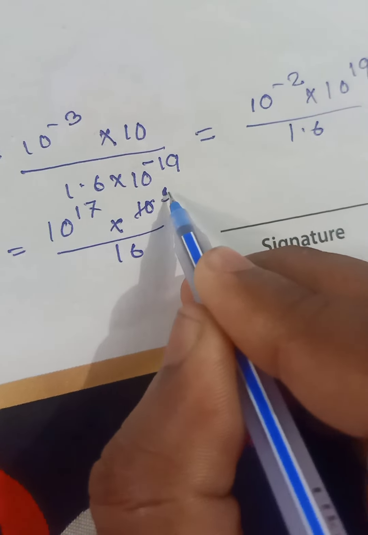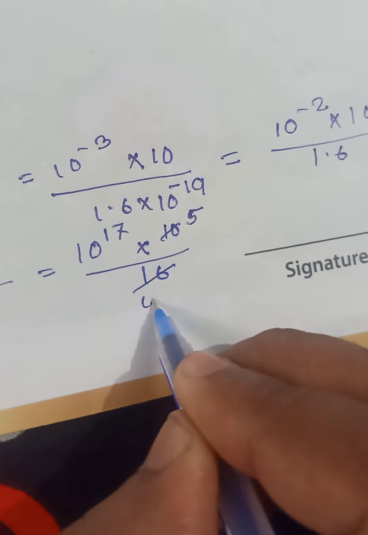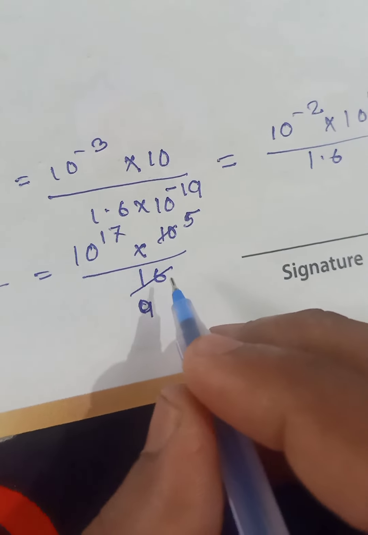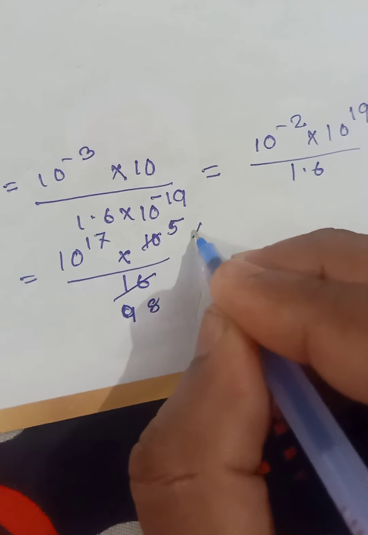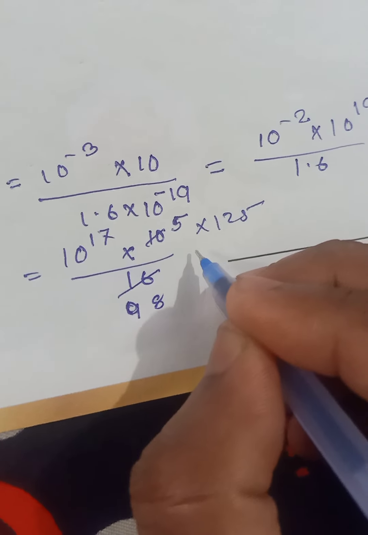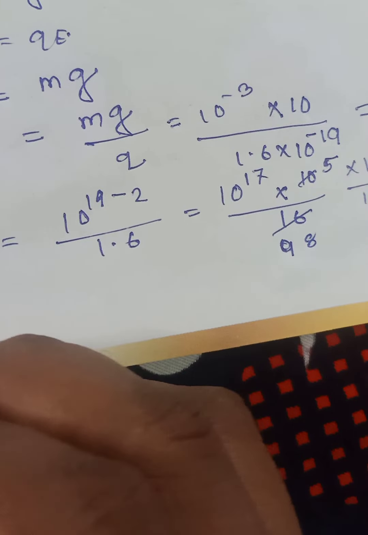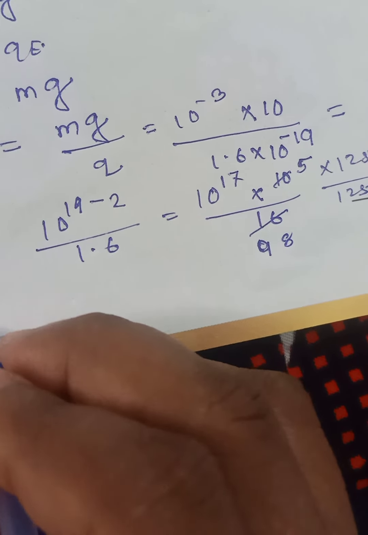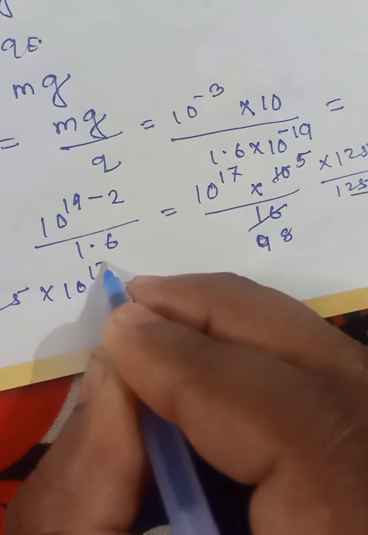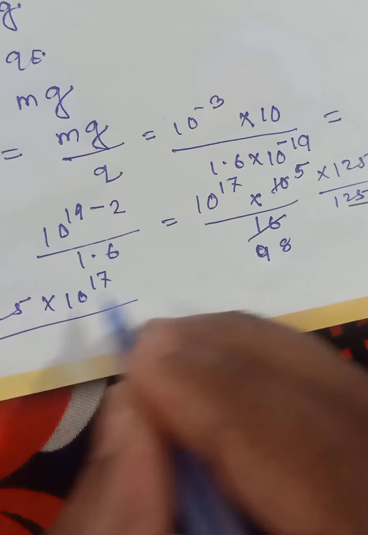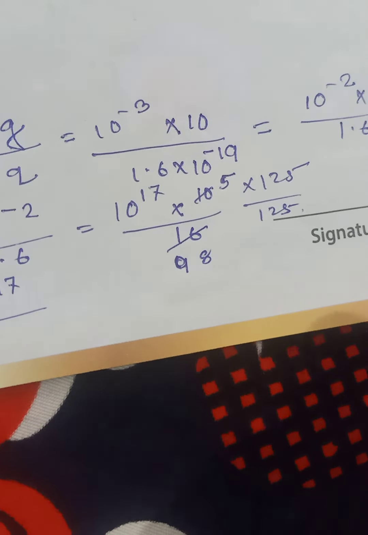Dividing 10 by 16 gives 5 by 8. So now multiply and divide by 125. So E is equal to 125 into 10 to the power 17, divided by 8 into 125, which is 1000.